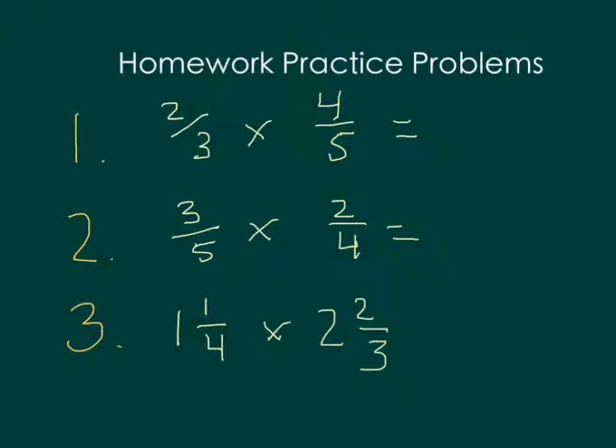I will leave you with these 3 problems to bring with you to class tomorrow. The first 2 are the first type we talked about. Just multiply straight across to get your new numerator and denominator. The third one has the mixed numbers. I would suggest moving them to improper fractions. That would be the easiest way to do this problem.